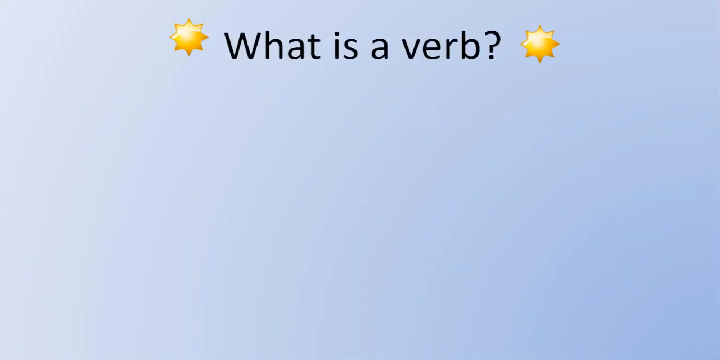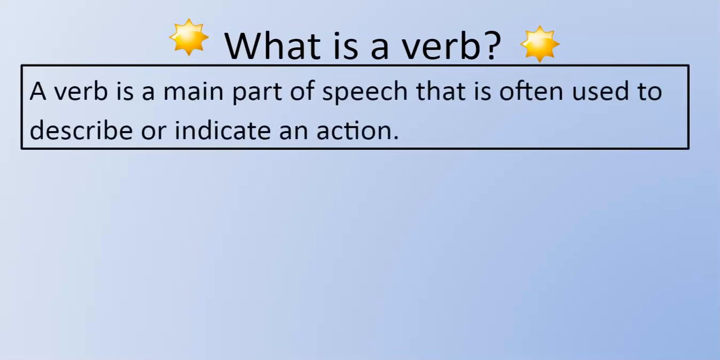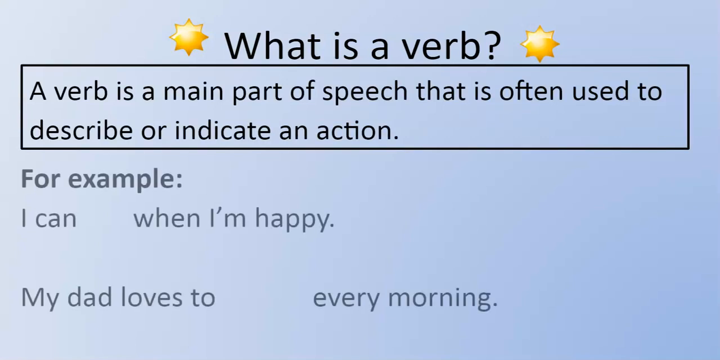And what is a verb? A verb is a main part of speech that is often used to describe or indicate an action. For example, I can jump when I'm happy, or my dad loves to walk every morning.